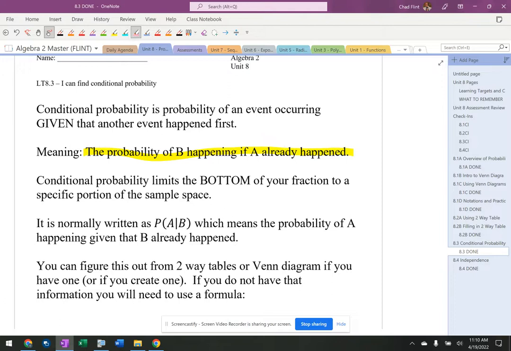And what these do is they limit the bottom of your fraction. All right, so they take it and make something specifically happen, so you're not using everything as your sample space. Okay, it's written in a weird way with a slash in there, and it means what's the probability that A happens if B already happened. That's what that one specifically means. What is the probability the first thing happened if the second thing already happened?